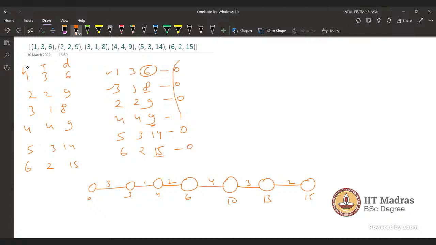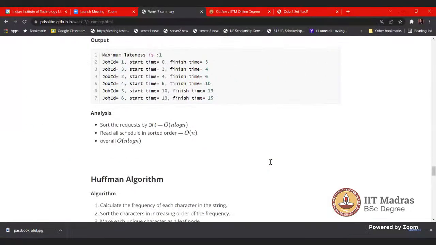So the maximum value of all these lateness is 1. This is the minimum actually, if we are performing it that way. So the maximum value of the lateness of all the activities should be the minimum in our scheduling. So this is 1. This is the way to reduce our maximum lateness value. So this is the way to complete this minimized lateness problem.